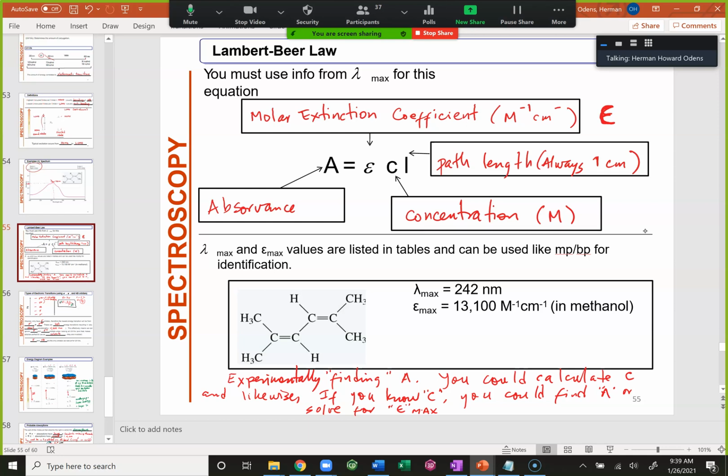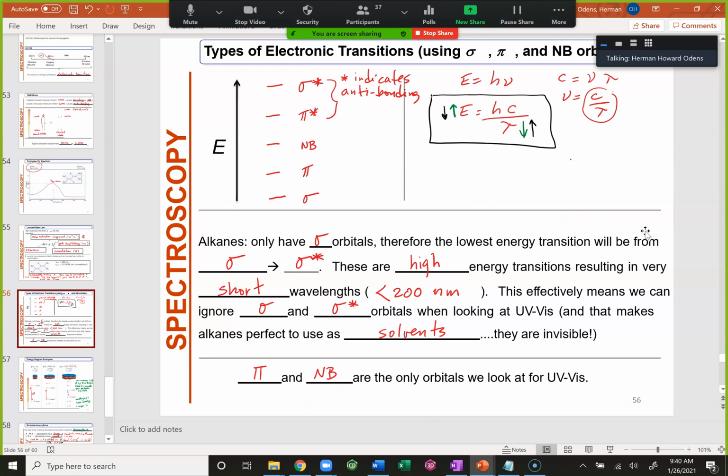Well, if you're experimentally finding A, and you have the molar extinction coefficient, the concentration, and L, the length, you can solve for A. Likewise, you can solve for concentration, or you can even solve for epsilon max. The extinction coefficient that you will use here will be your extinction coefficient maximum. All right. All of that leads to this.